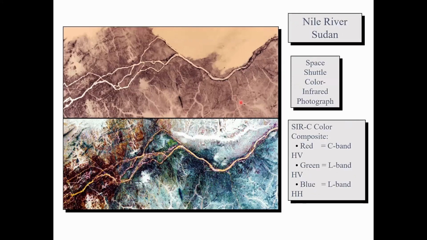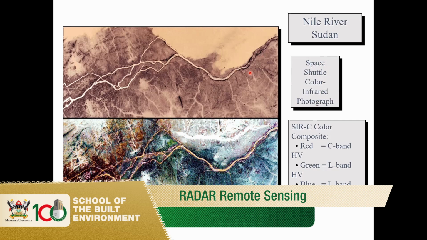So these are basically more images. Okay, this is the Nile River in Sudan. The upper one is the Space Shuttle color infrared photo.